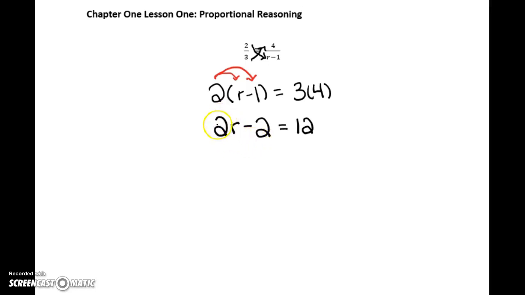So here you notice that 2 is directly connected to r, and then this 2 here is separated by a subtraction symbol. So to get rid of our subtraction symbol, you have to do the opposite operation. So the opposite operation of subtracting is adding. So you're going to add 2, and what will happen is that this will make this 0. And just remember, this here is an equal sign, so what you do to one side, you have to do to the other side as well.